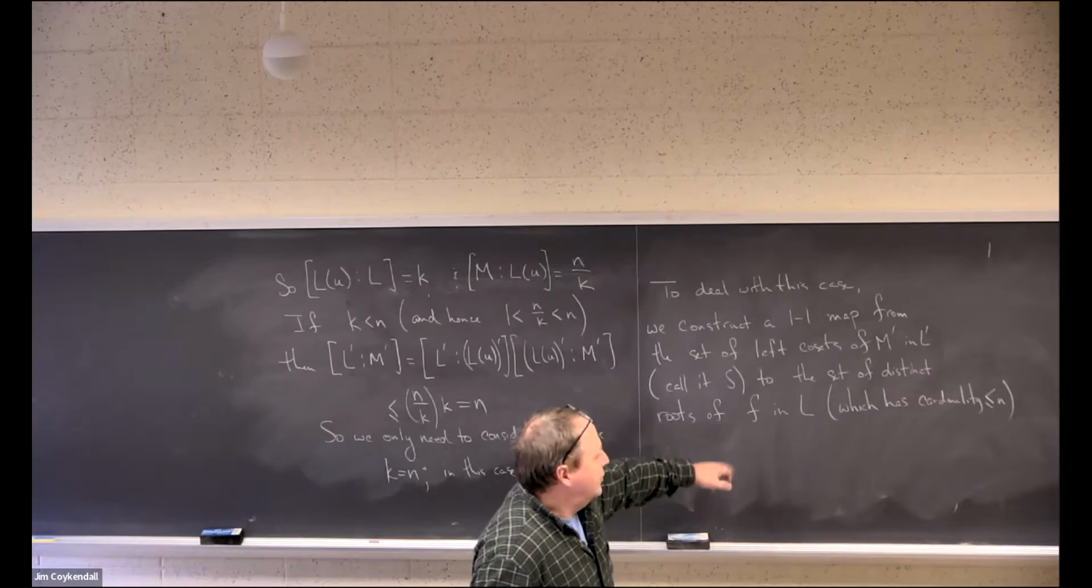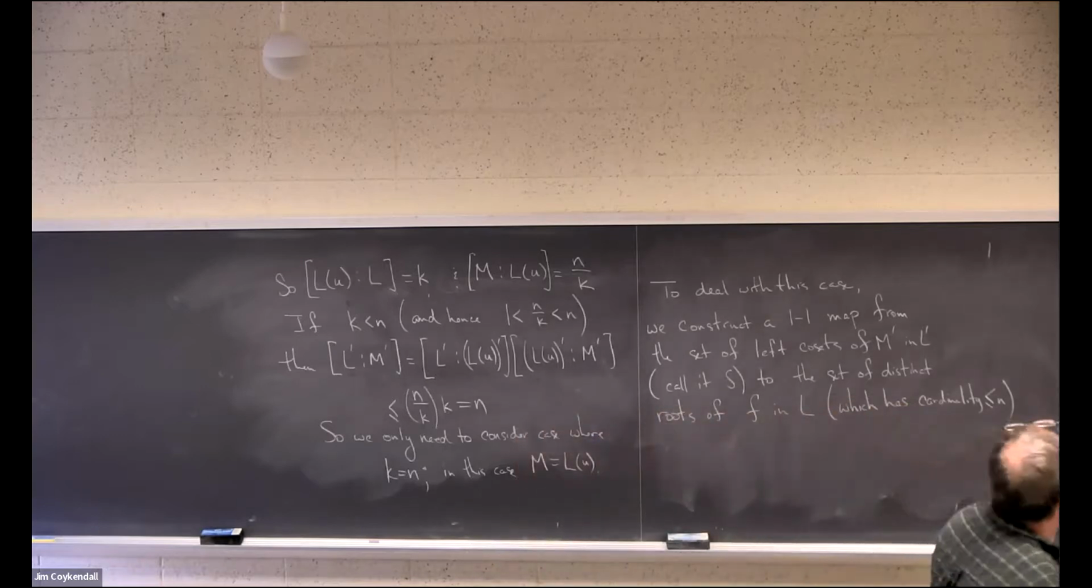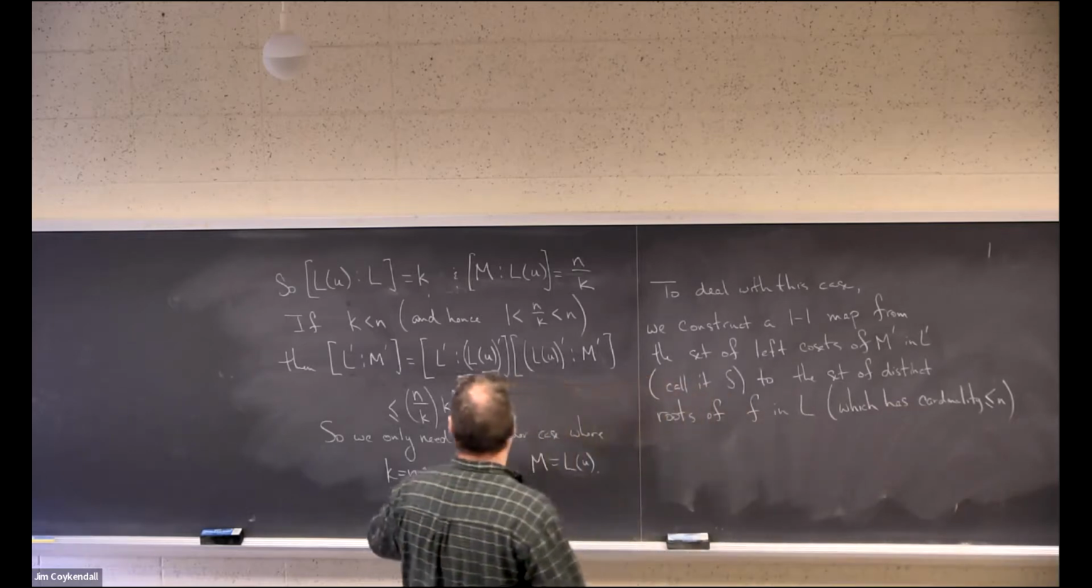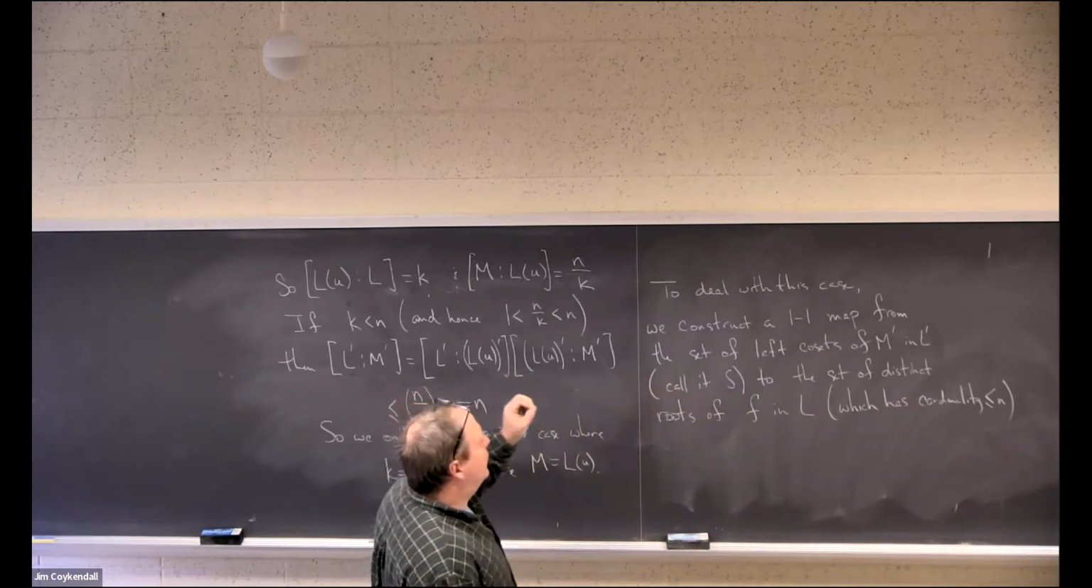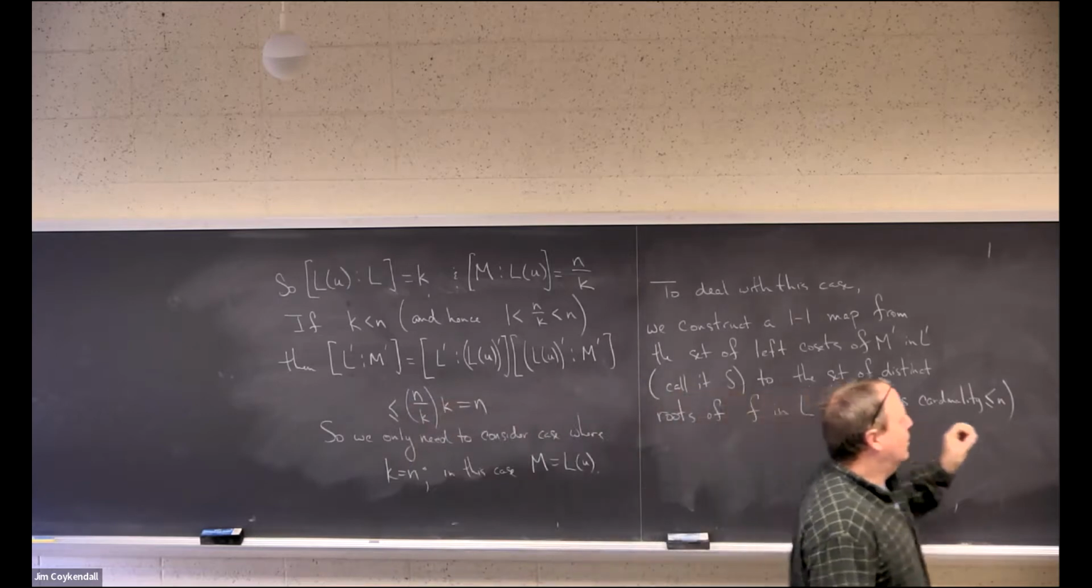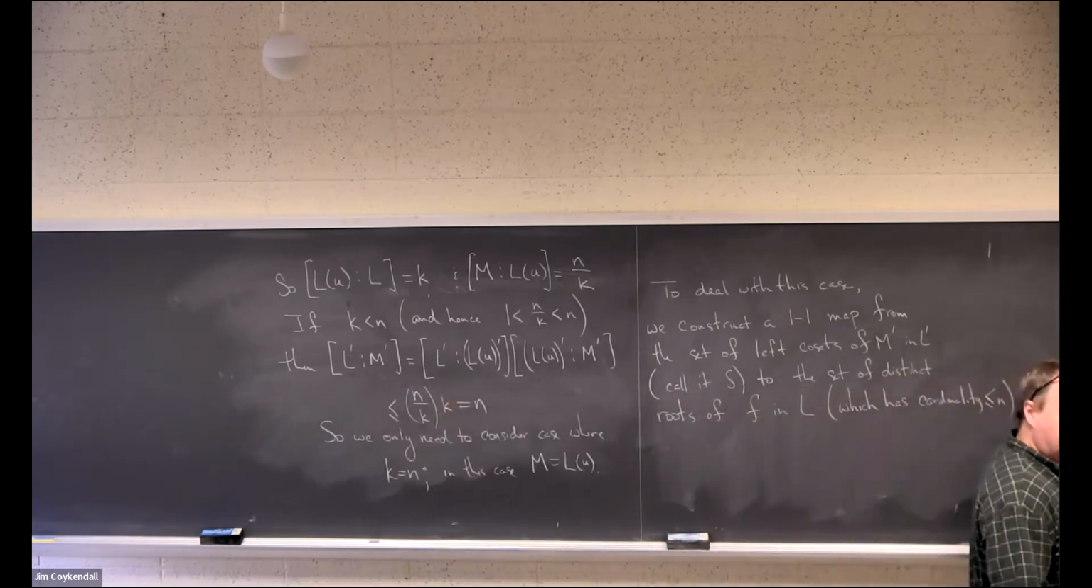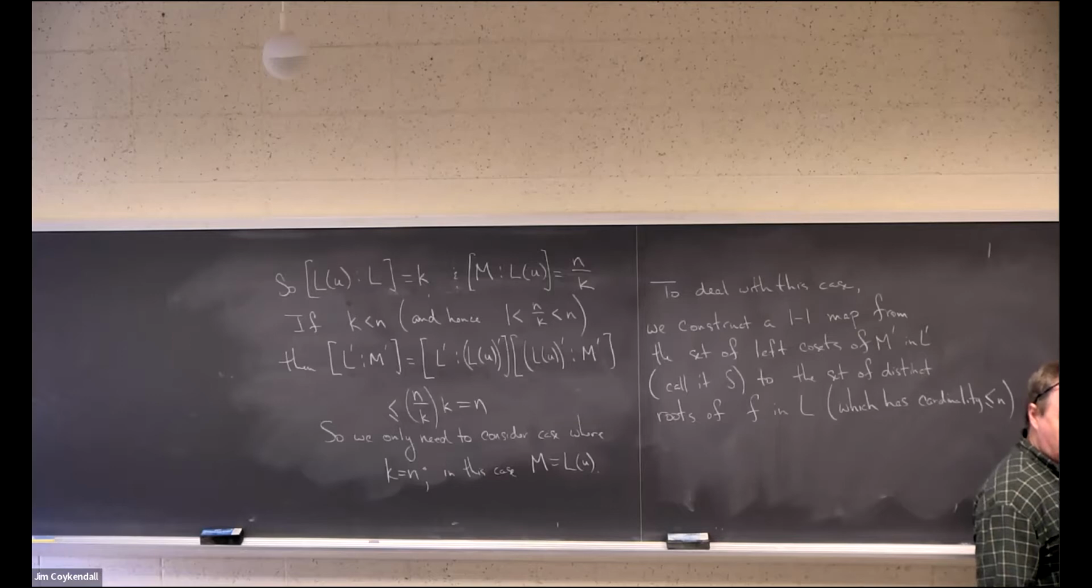Notice that, of course, F has degree K, which we decided was N, right? And so if we can construct a one-to-one function from the set of left cosets of M prime and L prime into the distinct roots of F, then that'll be a one-to-one function from however big this set is into a set that is no bigger than N. That would mean that this thing has to be less than or equal to N, which is the degree. Everybody okay with the strategy there?